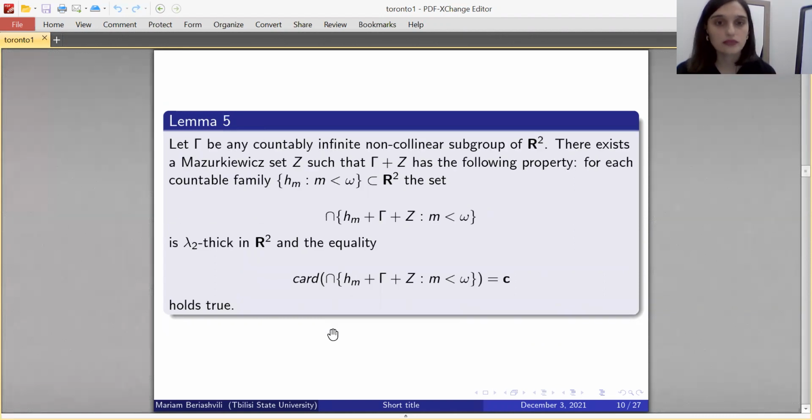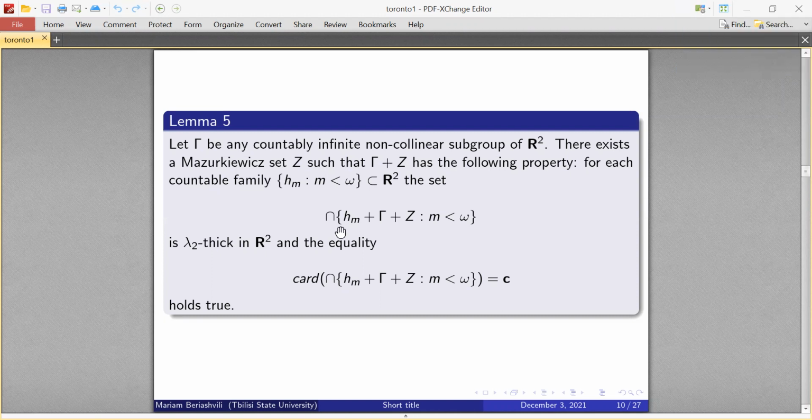Now we can prove that if gamma is any countable, infinite, non-collinear subgroup of R square, then there exists a Mazurkiewicz set such that gamma plus Z has the following property. For any countable family of vectors, here H means the vectors in R square. What is a non-collinear subgroup?